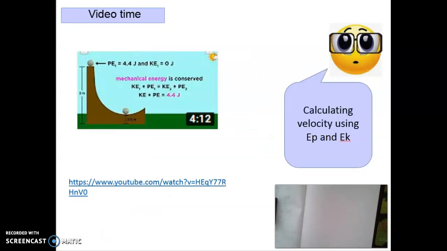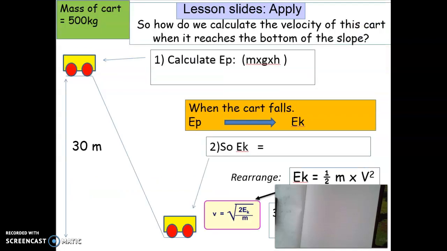So it's time to pause the video, click onto the link in the original PowerPoint, and you can watch this video here, which is 4 minutes long, and it shows you the linking of the two equations. Off you go. Now I am going to show you how to do the same thing using this example here, and you can draw this out, or this sheet might be attached to the lesson so you can access it from there.